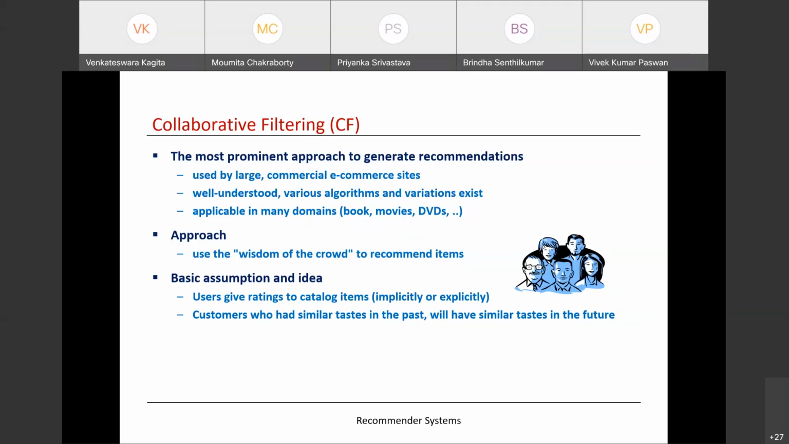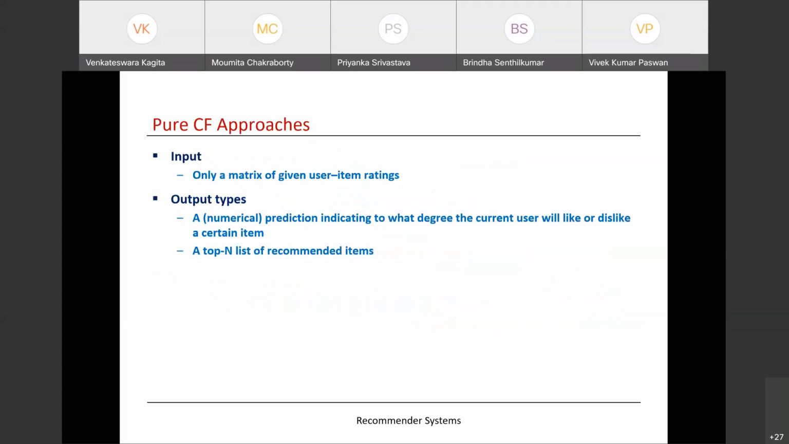So the second assumption is customers who had a similar taste in the past will have a similar taste in the future also. For example, X and Y. Let's say Brinda ma'am and Prashant have a similar taste now. It is assuming that in the future also they have similar taste, similar preferences. So that's what the assumption is, right? So these two are the assumptions.